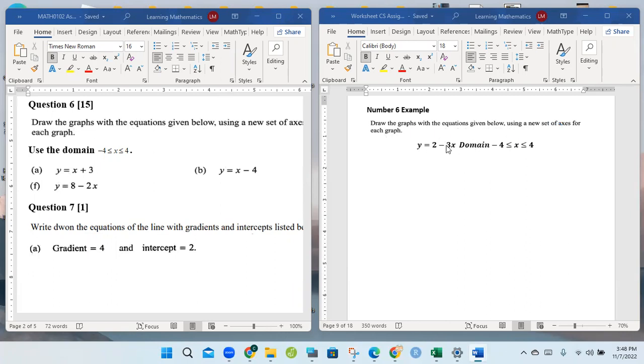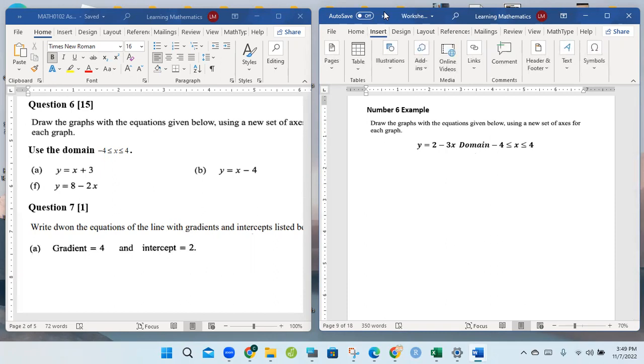But here we're going to do just 1, and the domain is -4 to 4, and this is the equation. Y is equal to 2 minus 3x. So before the graph has to be drawn, a table of ordered pairs must be created, and that will constitute the coordinates for the points that have to be plotted.